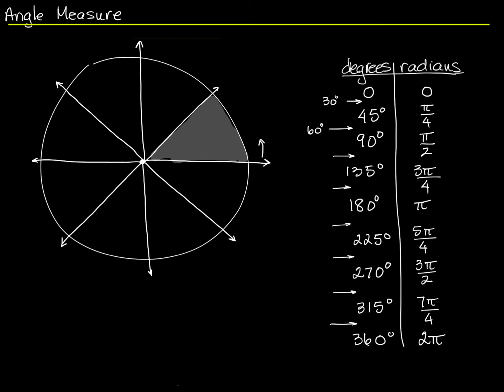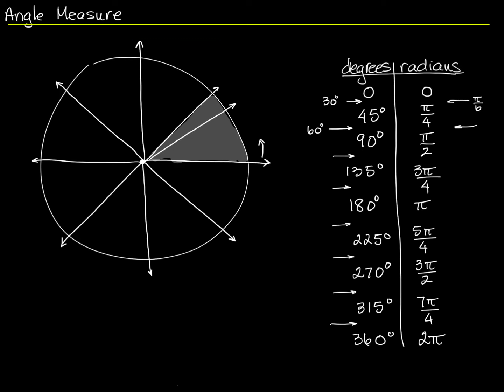I can use the same logic to say that a 30-degree angle, which would be about here, is a third of a 90-degree angle. So I would have 1, 2, 3 of those in this 90-degree angle space, right? 30 degrees is a third of 90. Well, since 90 is pi over 2, a third of that is pi over 6. So another way to write 30 degrees is pi over 6.